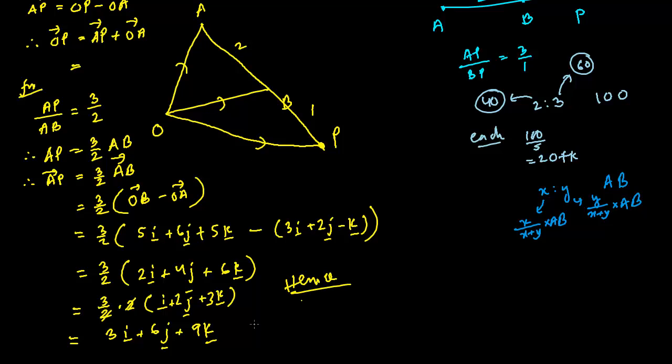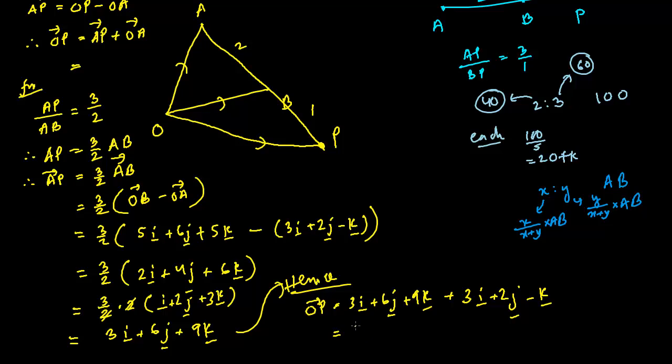Hence, OP equals AP, which is 3i plus 6j plus 9k, plus OA. OA is 3i plus 2j minus k. Since it's already plus over here, I don't have to bother with a bracket, because I know the sign would be the same as before. If it was a negative, I highly recommend you give a bracket, otherwise there might be mistakes.